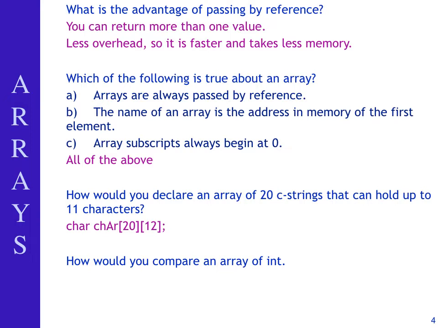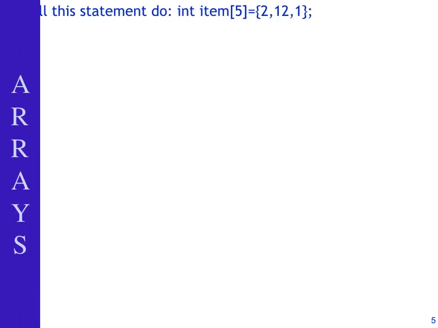How would we compare arrays of integers? To compare all the elements we need to traverse the entire array, so we have to use a for loop and compare each index. There is no aggregate operation for arrays.